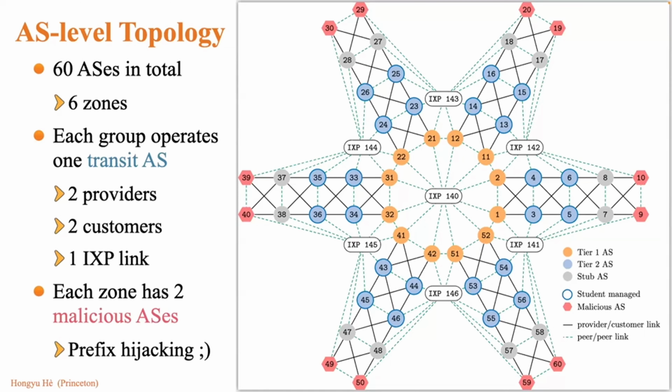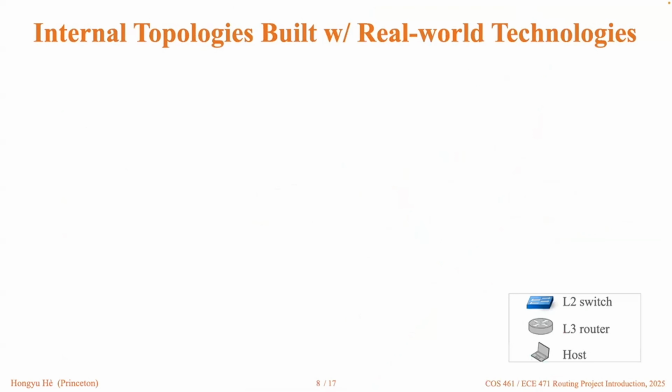And also at the end of each zone, we have malicious ASs where we will launch BGP hijacking attacks. This is where, once you have global connectivity, we'll see how fragile the internet actually is, and show how a specific route leak or malicious advertisement can really ruin the whole connectivity matrix.